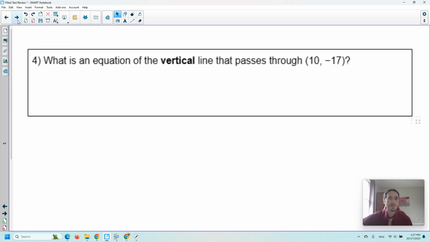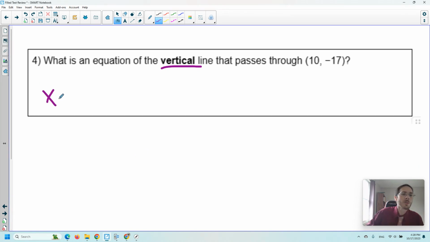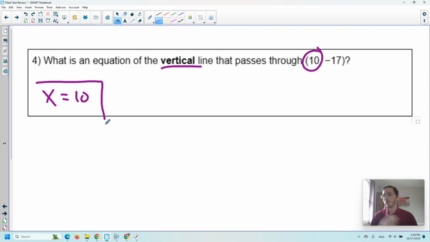All right. Number 4, write an equation of a vertical line that passes through (10, -17). So the idea here is we have to do a vertical line. So we have to remember what a vertical line form is. So vertical line forms are always x equals. Well, what's the x coordinate? 10. Okay, we're done. That's it. That's all we want to do. If we want, we could graph it and plot it just to double check to make sure that the line does go through the point, but that's all it is. That's all we have to do.